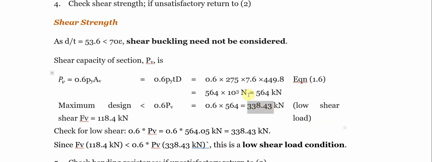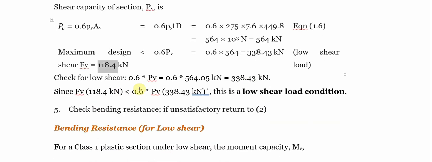If you can recall, the shear load at the support the other time was 118.4. So we check this against this. This is less than this, so that means we are still good. Since this is less than 0.6 times this, it is a low shear load condition. Then we check for bending resistance again.